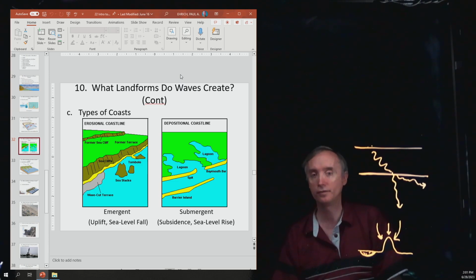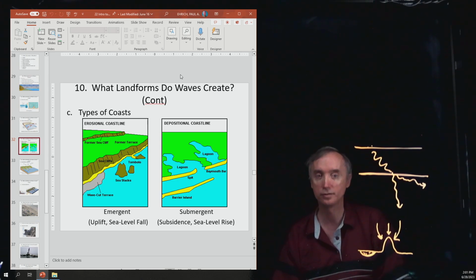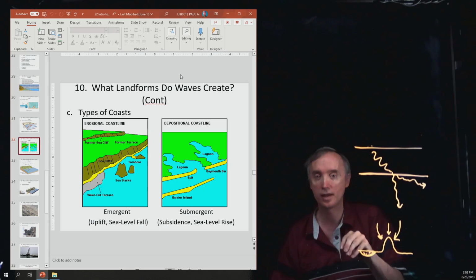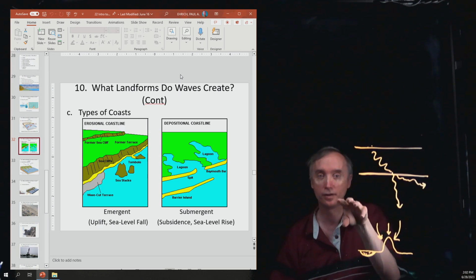Then you need to know the difference between an emergent coastline and a submergent coastline. The submergent coastline is drowned, and the emergent one is out of the water. Notice that you have different kinds of features. In an emergent coastline, you have erosion, but in the submergent coastline, you have deposition occurring. On those pictures there are some words, and those are just definitions that you should know for the exam.